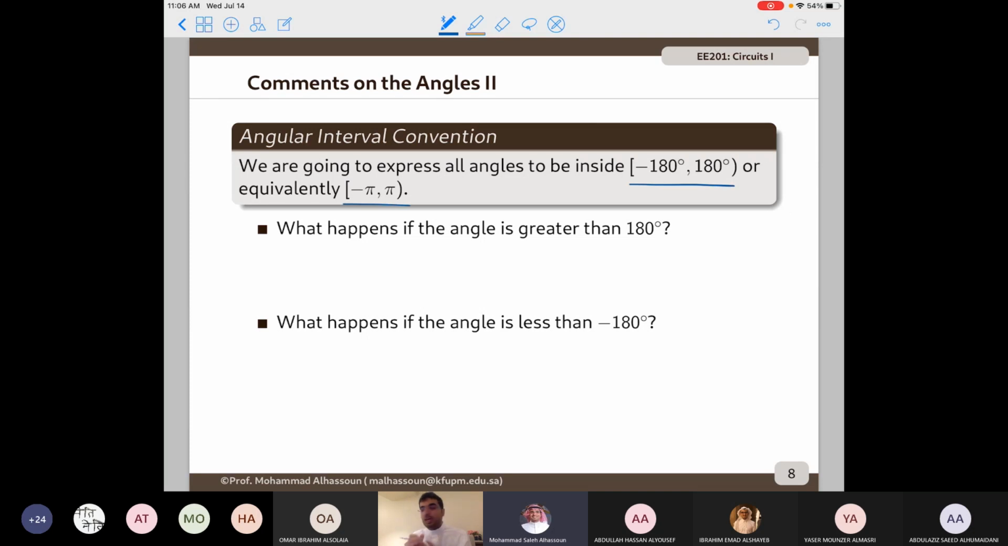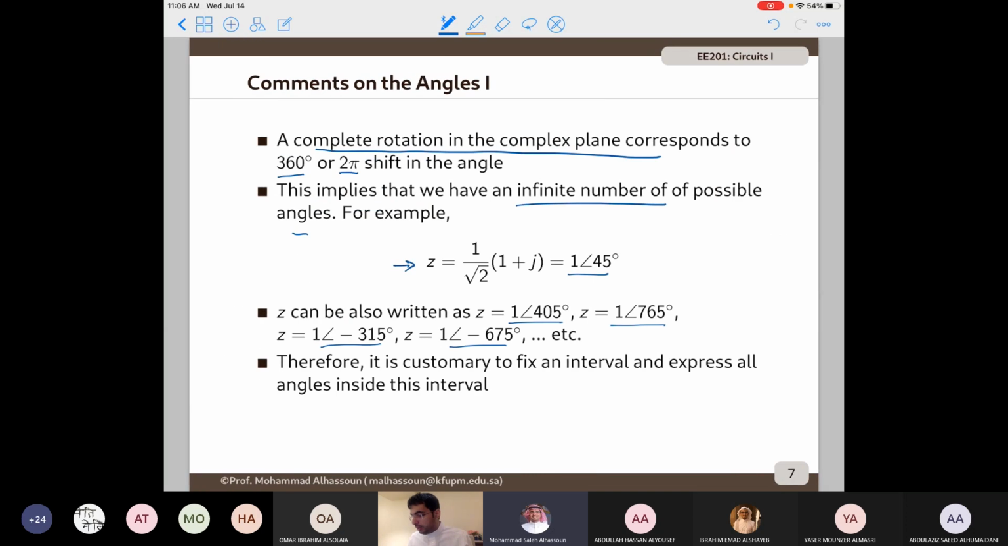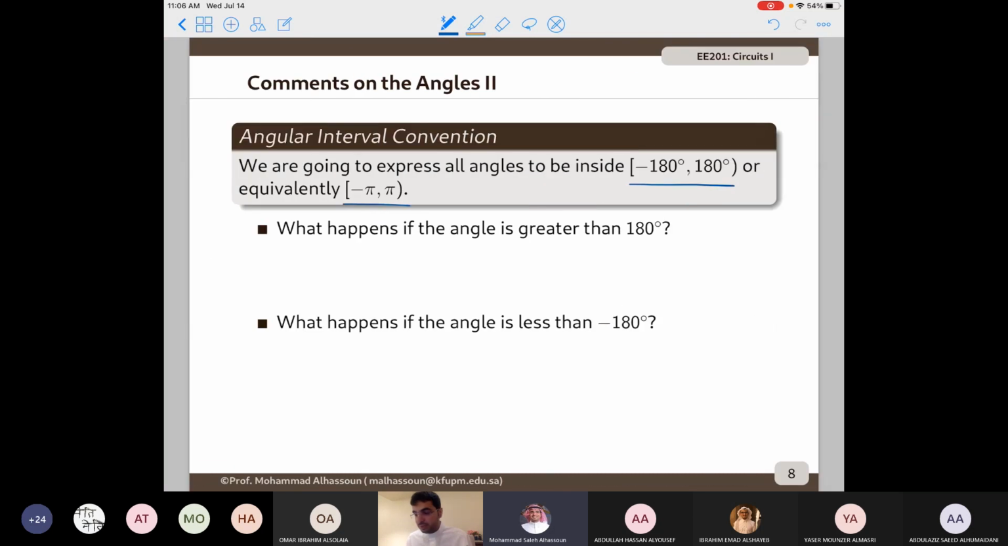So any angle that you have, if I tell you what's the angle of this vector, then you will see that I have an infinite number of possible angles, but only 45 degrees is within this interval, between minus 180 to 180. Okay?